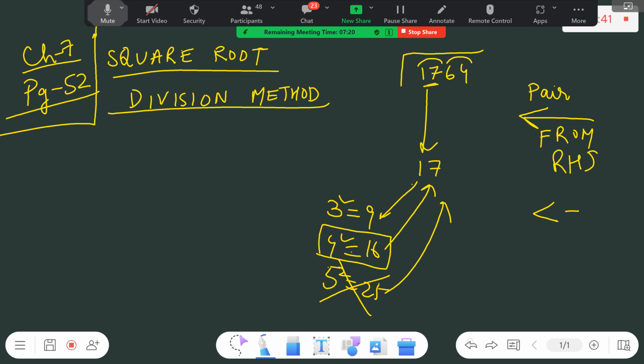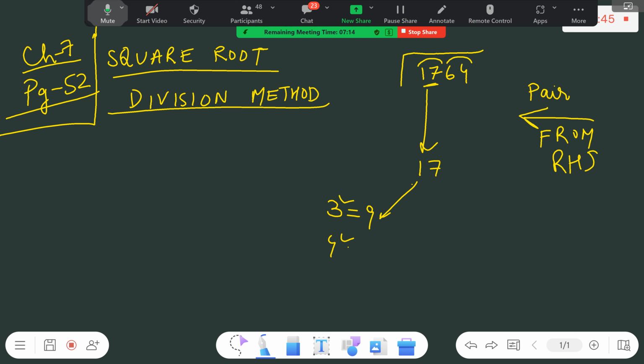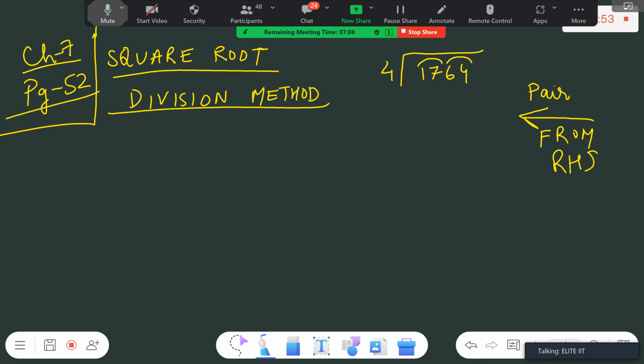So, less than or equal to 17, which is the number 4. 4 square is 16, which is less than or equal to 17. So I'll write 4 here in the divisor and 4 here in the quotient. 4 into 4 is 16, right? Yes, sir. What is the remainder? 1.